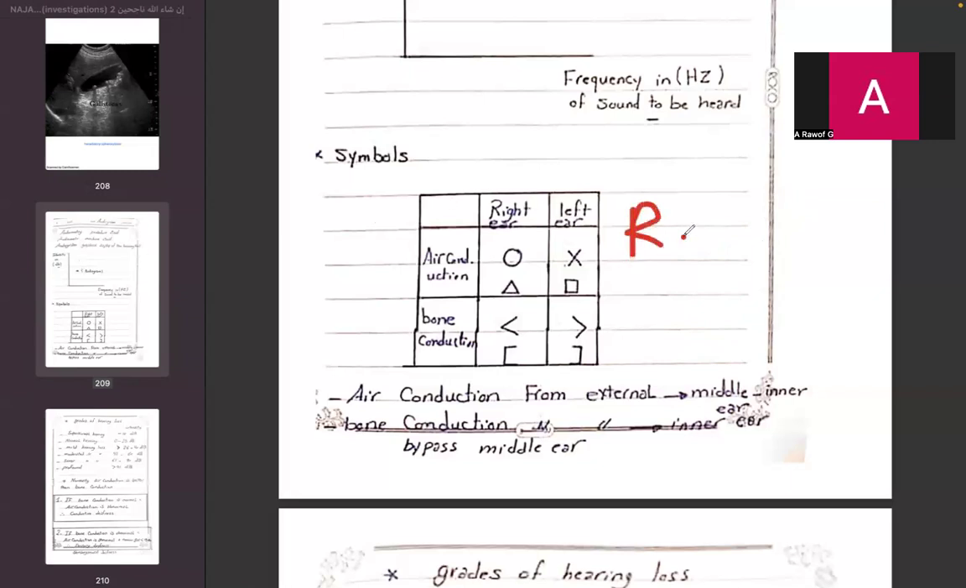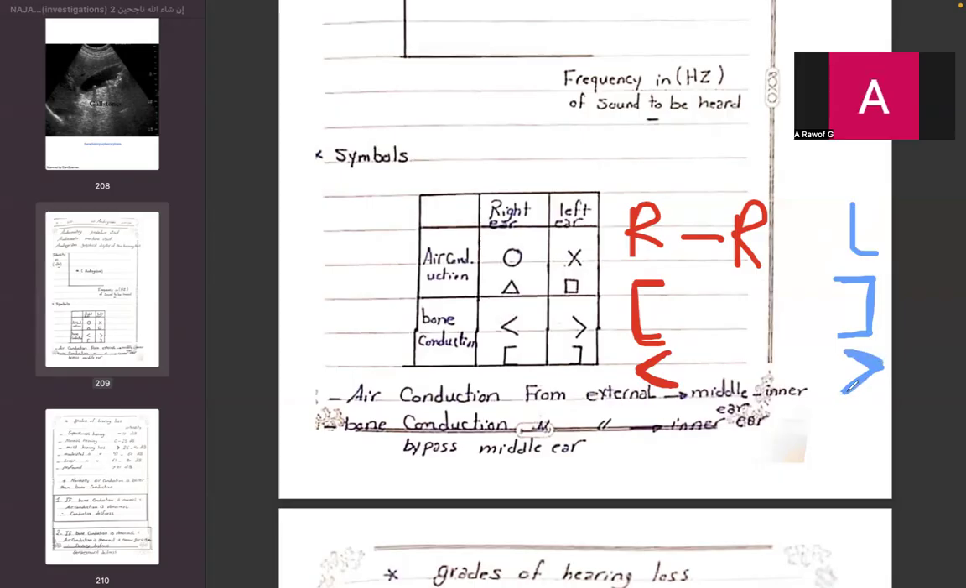So remember, right ear, R for R, you will use red color, and always for the right ear the brackets are open in bone conduction. This is an open square bracket or open triangle, you can say. But for the left ear it will be a closed bracket, closed square bracket, or you can say closed triangle.